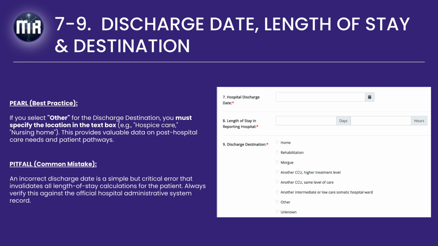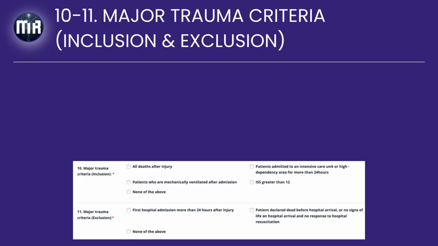The most critical pitfall to avoid is an incorrect discharge date. This may seem like a simple administrative detail, but it is a critical error that completely invalidates all length of stay calculations for the patient. You must always verify this against the official hospital administrative system record. By accurately closing the record with these details, you complete the patient's story and ensure our system-level data is robust and reliable. We now come to the final check of the patient's status.